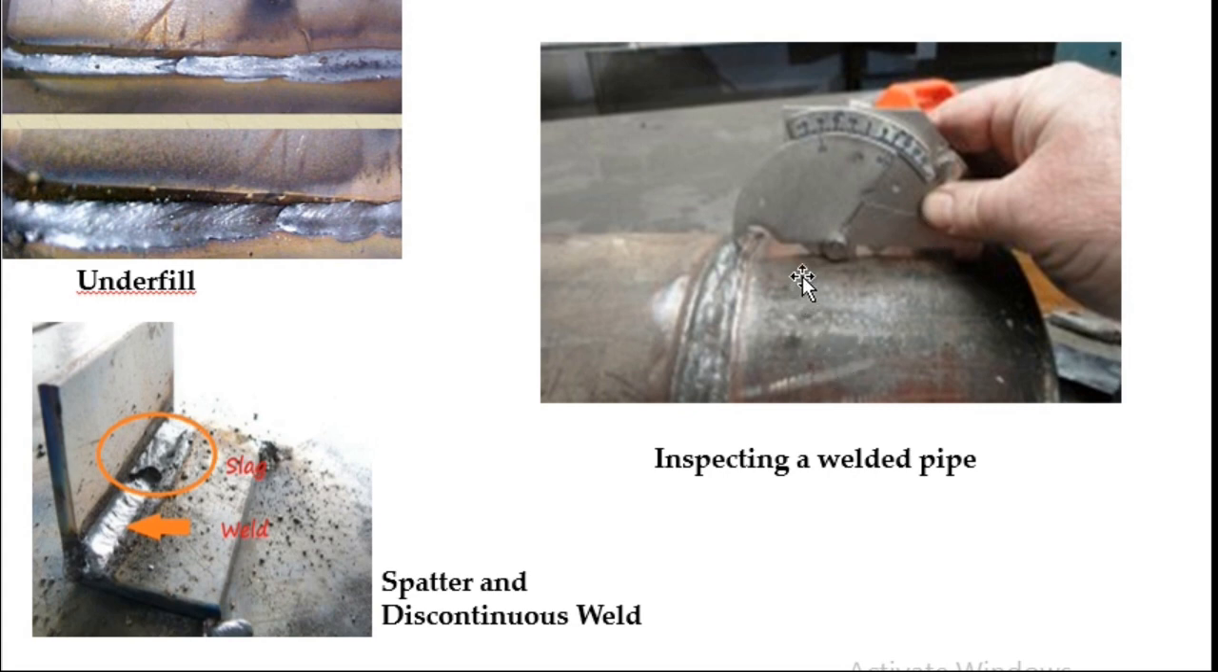Similarly, here a welded pipe is being inspected. This is a circular cross section, so they are using a different device here. It is moved throughout the weld, the deflection is noted in angle, and then you can find out whether the deflection is exceeding the acceptable limits or within them. Here is an example of a very poor weld. A corner joint, an L-shaped joint, has been formed, but there is a lot of spatter, and discontinuity is also present.